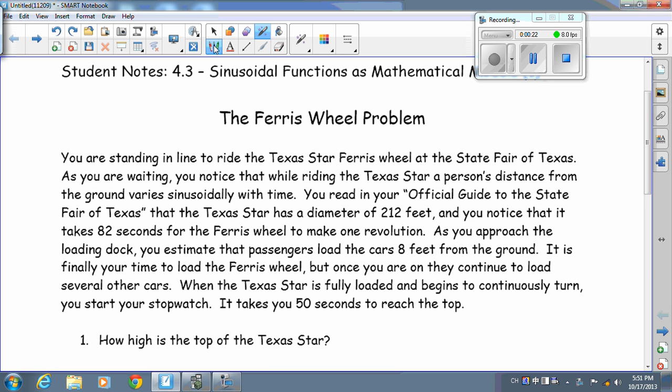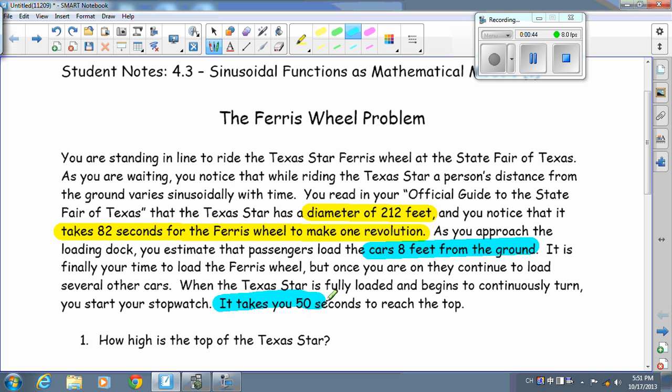Now that you have read this problem, a few things are very important. I will go ahead and highlight a few things, such as the diameter is 212 feet. It takes 80 seconds for the Ferris wheel to make a full revolution. Now the car loads 8 feet from the ground, and the last one, it takes 50 seconds to reach the top. Now let's go ahead and work this problem.